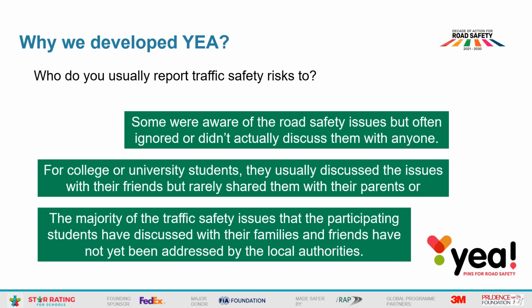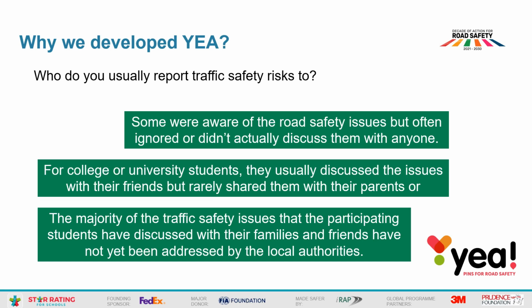So why did we develop that? As part of the AI&Me project piloted in Vietnam, we asked students who they usually report traffic safety risks to. And these are some of the answers that we got. Some were aware of the road safety issues, but often ignored or didn't actually discuss them with anyone. College or university students usually discuss the issue with their friends, but rarely share them with their parents or teachers. And the majority of the traffic safety issues that the participating students have discussed with their families and friends have not yet been addressed by local authorities.